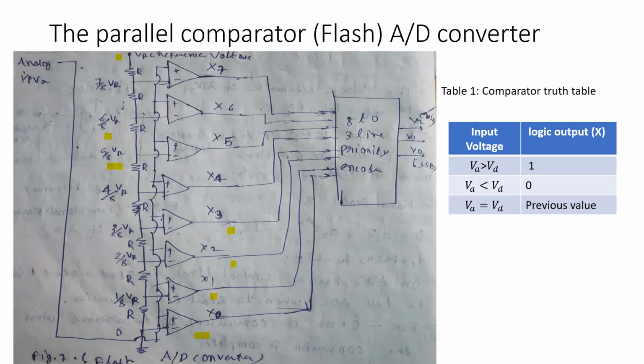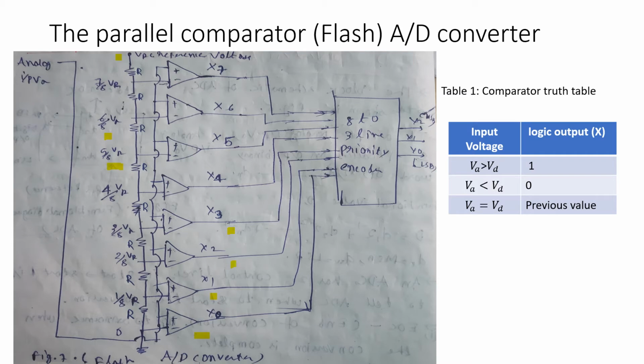Now in this case, for example, if the input voltage is more than 1 by 8 VR, x1 I will get 1, and it is also more than 0, so x0 is also 1. The other values will be 0, because they are less than 2 by 8 VR but more than 1 by 8 VR, so I will get 1 here and the others are 0. Like this the operation goes. If it is more than 7 by 8 VR, it is also more than 6 by 8 VR, 5 by 8 VR, 4 by 8 VR, 3 by 8 VR.